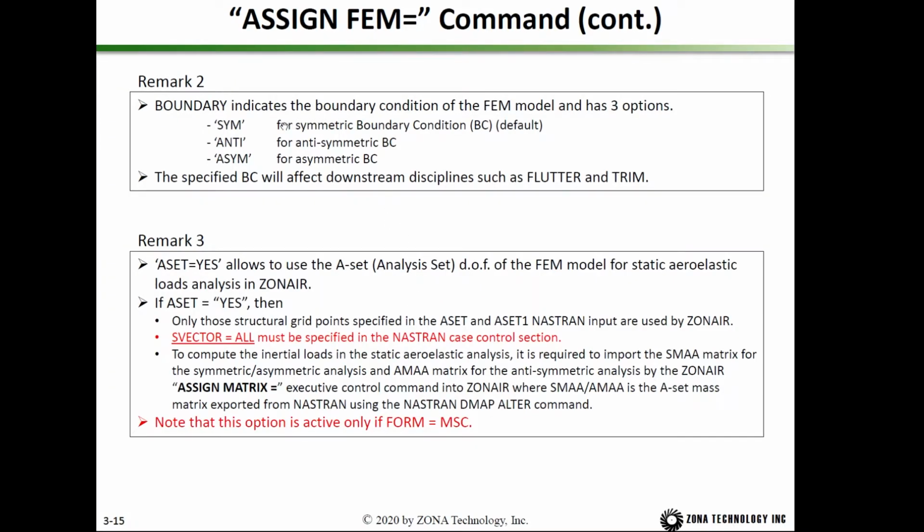So if you have a half-span structure model, you can generate so-called symmetric modes and anti-symmetric modes. So you can say boundary equals sym and boundary equals anti. For the full-span structure model, you have to say boundary equals asym. If you say ASET equals yes, that means NASTRAN will output the structure mode only at ASET degrees of freedom, and then in the NASTRAN input file, you have to say SVECTOR equal to all. So it will output the mode shape at ASET degrees of freedom.